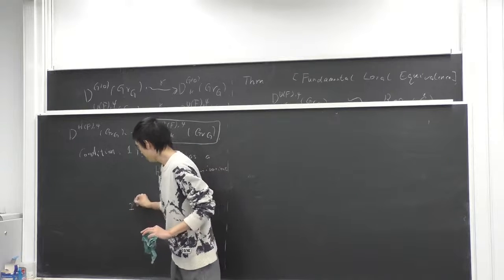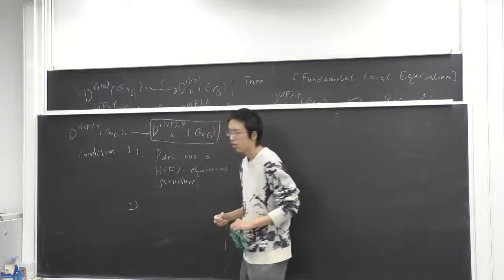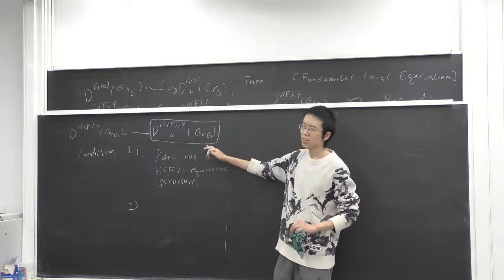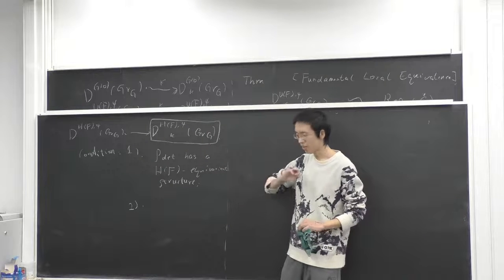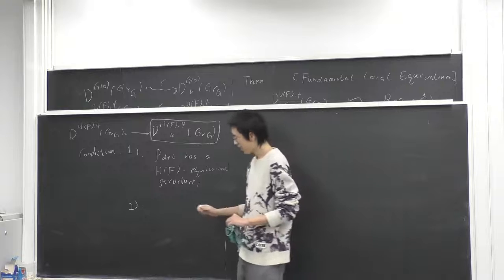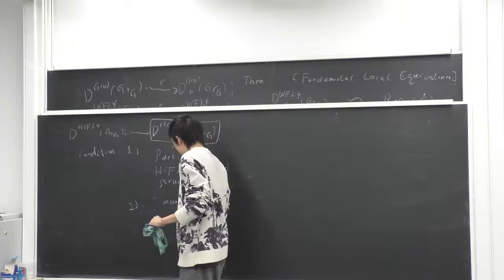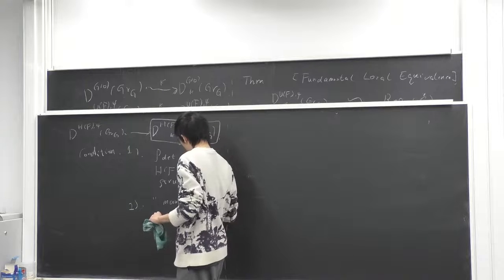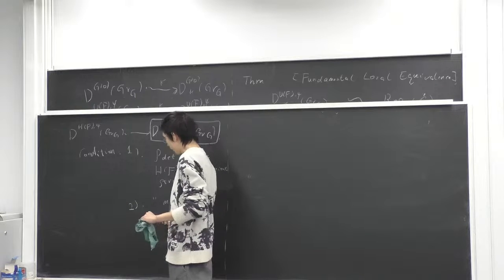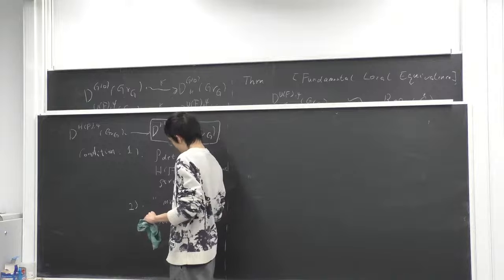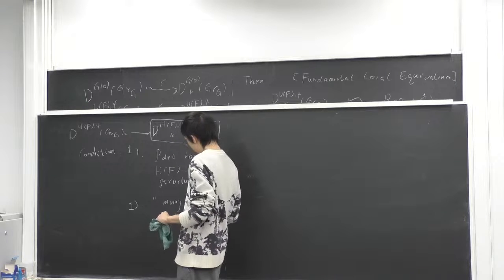The second condition says that after you take the deformation, the deformed category should not be very small. That means, roughly speaking, many objects still survive after taking deformation.